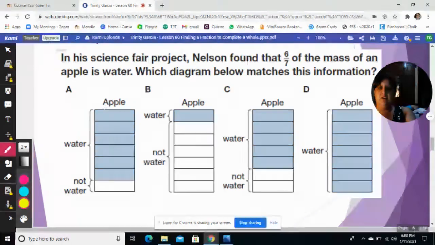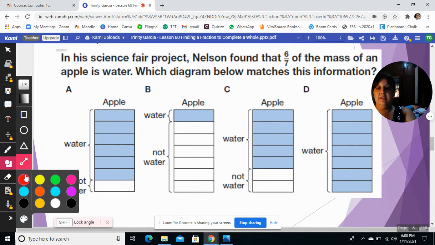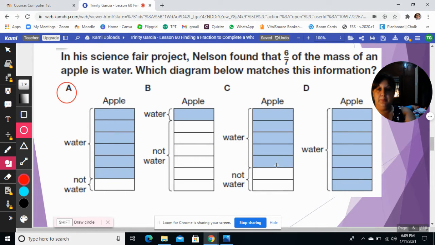And so we are left with A, which has 6. 1, 2, 3, 4, 5, 6. So then you should write the letter A, or in my case, I'm going to circle it, the letter A. Okay, that is our answer for that example.